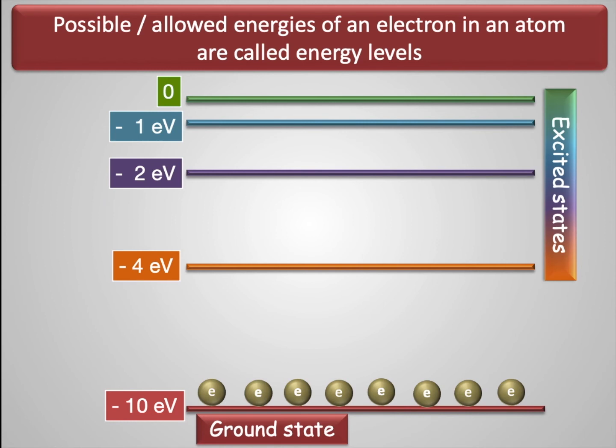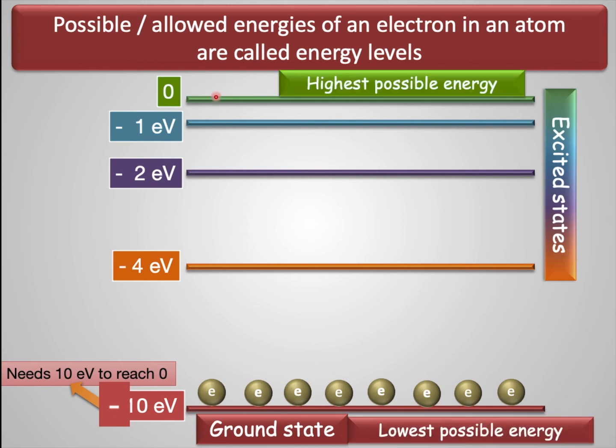You know energy cannot be negative, but what does that negative in these energy values represent? The meaning of that negative is the energy needed. So always the minus shows how much energy the electron in that particular level should get to go out of the atom, that is to reach zero. So zero is the highest possible energy for an electron and the ground state is the lowest possible energy.